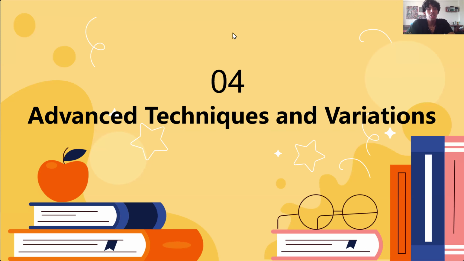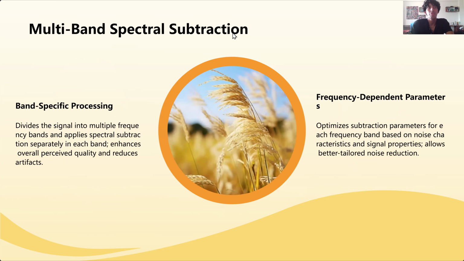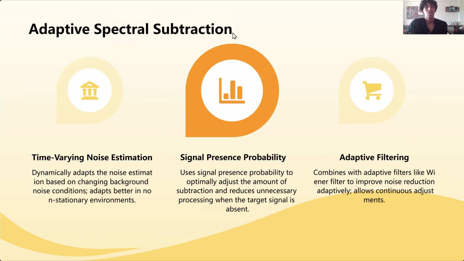Now let's look at improvements to basic spectral subtraction using advanced techniques and modifications. The first thing we will see is something known as adaptive spectral subtraction. Here, noise estimation is updated continuously for time-varying noises. Signal presence probability uses signal presence probability to optimally adjust the amount of subtraction and avoid unnecessary processing when the target signal is absent. And then the final one is adaptive filtering techniques like Wiener filters, which are used to improve noise reduction adaptively, which allows continuous adjustments and improving performance.